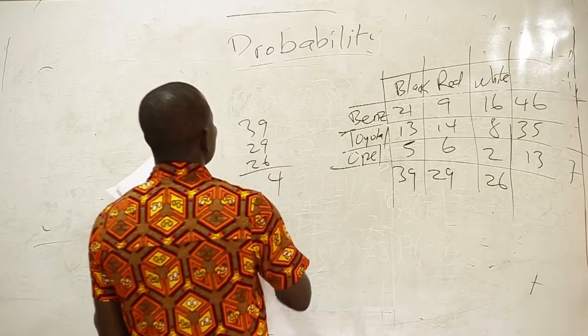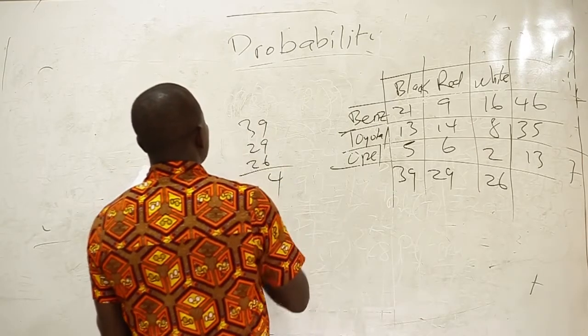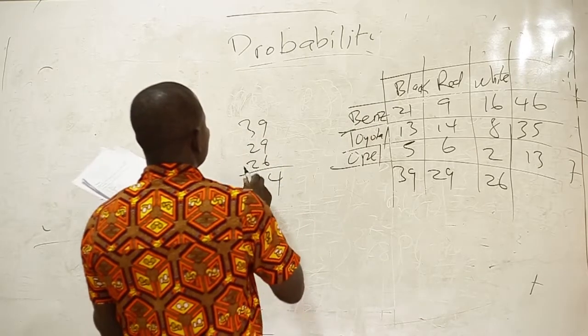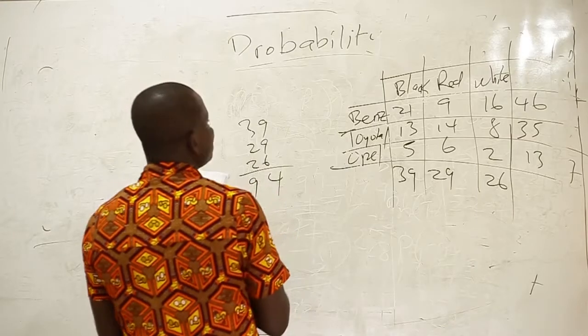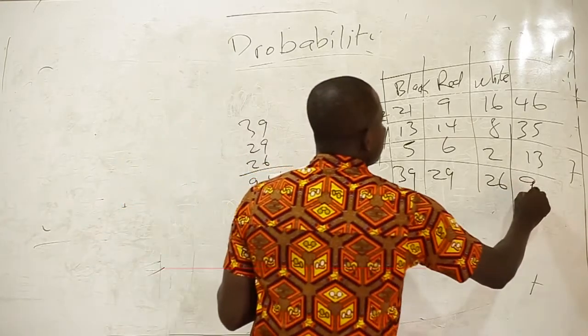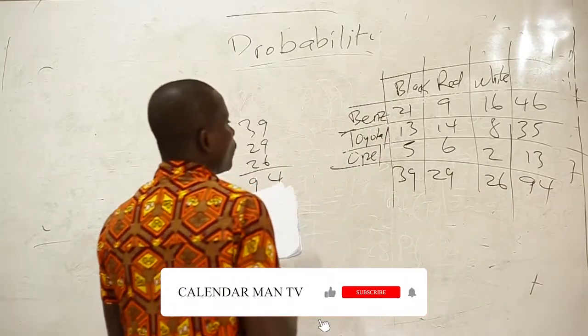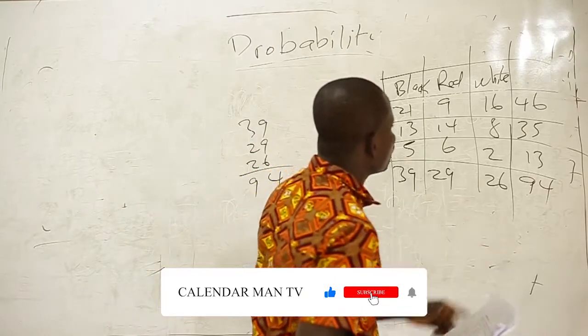24. So 4, remember 2. So here is what? 5. 5 plus 4 is 9. 94. Okay. So here is 94. Total is 94. And when you add this one also, you should be able to get the same.